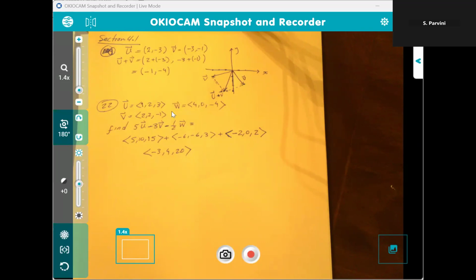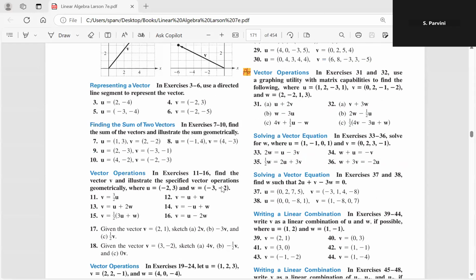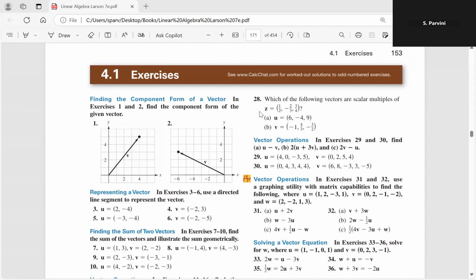Okay, let's go and do another one. Again, if you want me to do any of them, please call it out. Otherwise, I'm just trying to get as close to your homework problems as possible. Let's take a look at number 28, top of the page here.